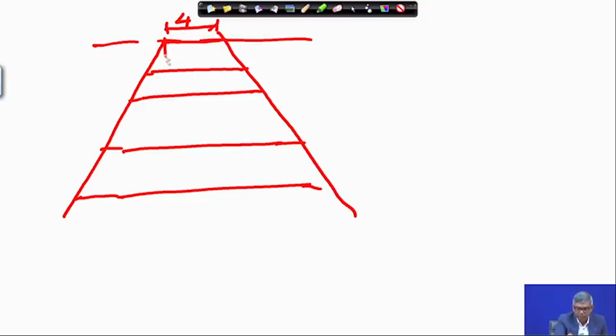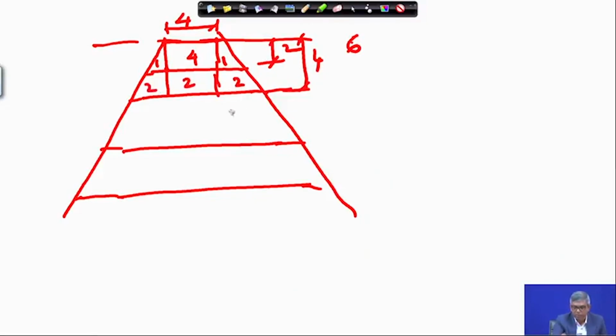So, here this is 4, and since it is 2 meter, this will be 1, and this will be 1. So, ultimately at this depth the width is equal to 6. And at this head, since it is up to 4 meter, this portion will be 2, this will be 2, and this will be 2. Sorry, this is 4.